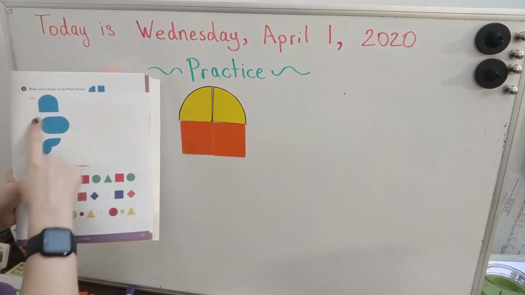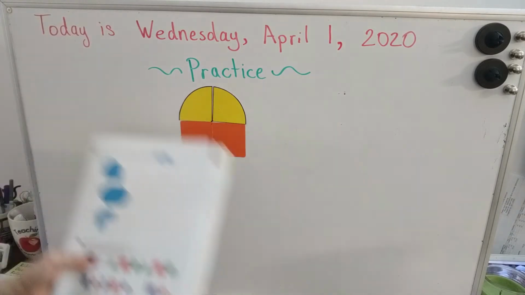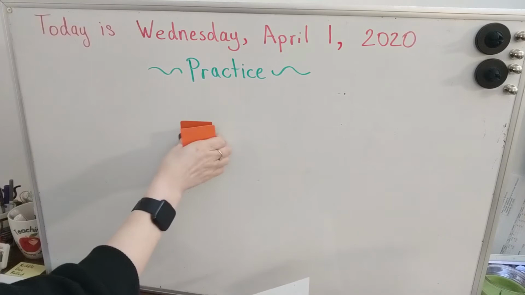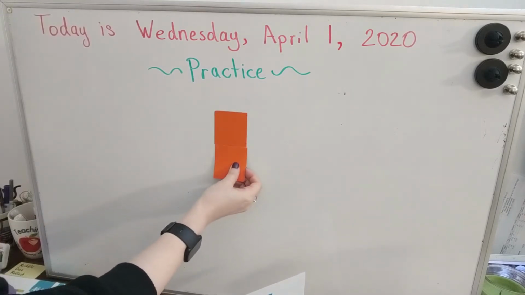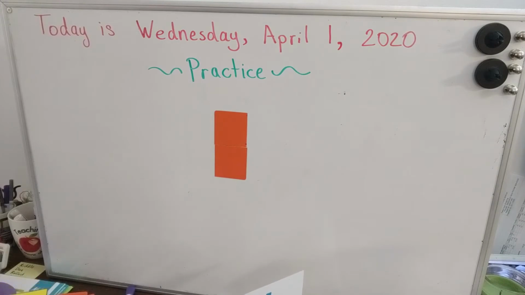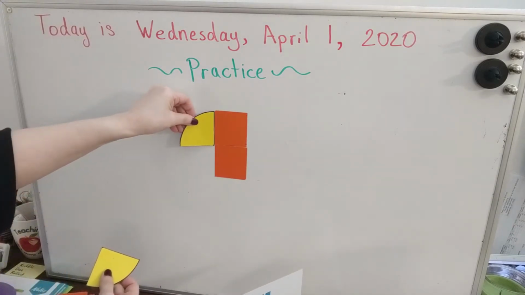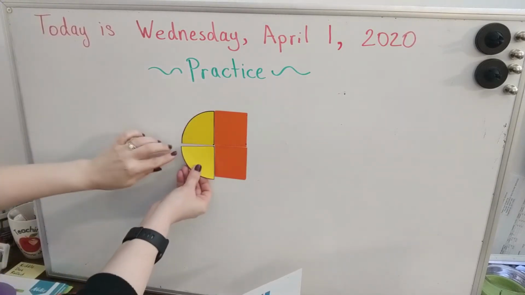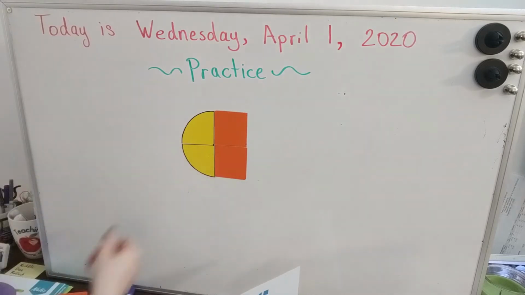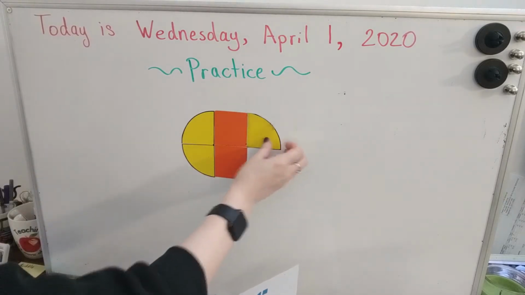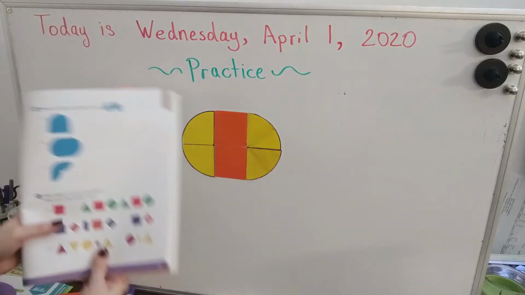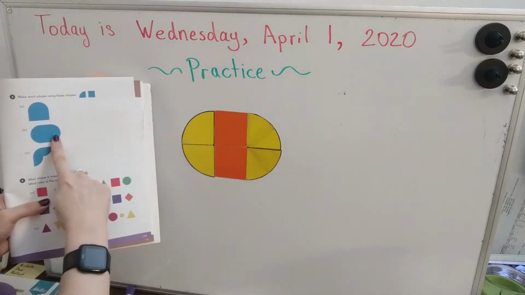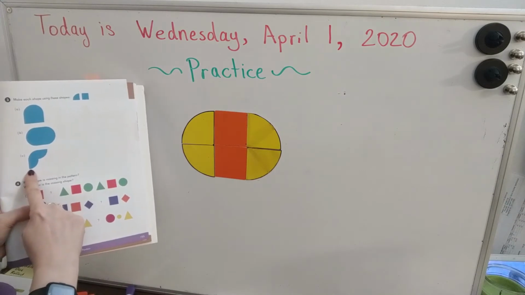Now let's make letter B. This time I'm going to put my 2 squares in the middle. And then I'm going to use 2 half circles, 2 quarter circles on each side. And here it is.